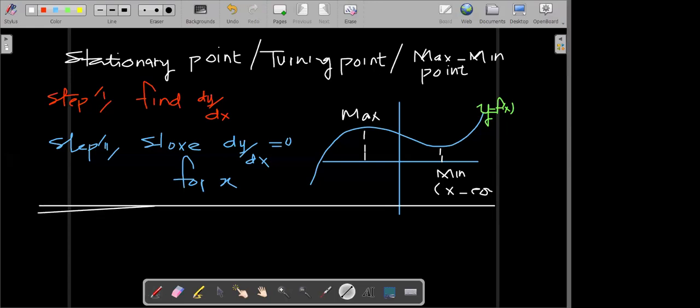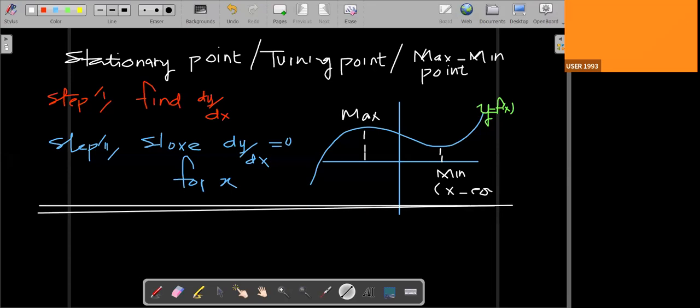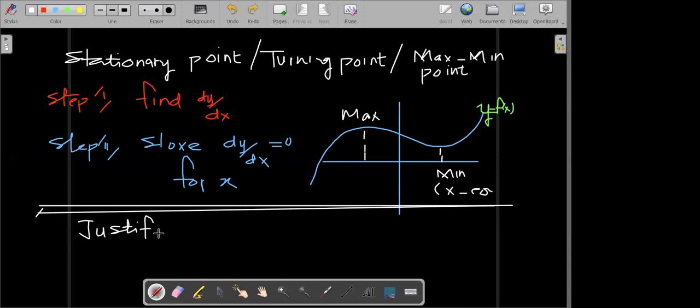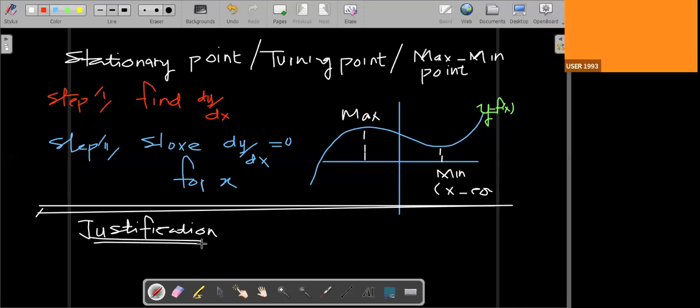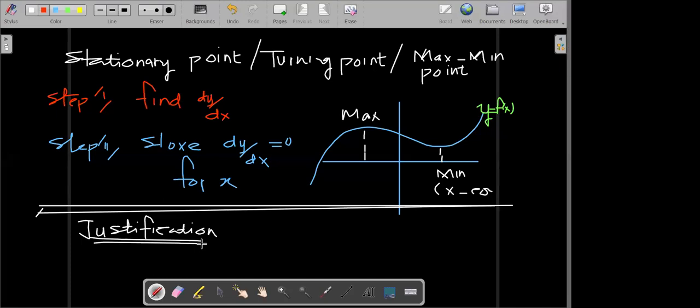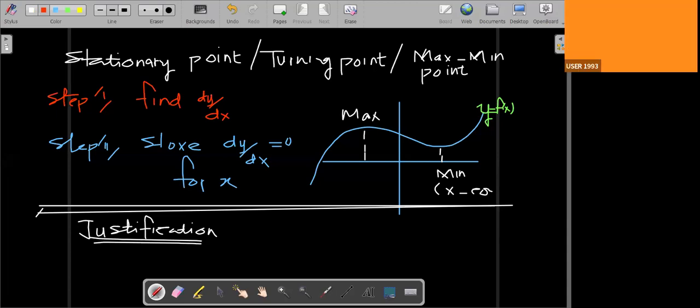So there we have to follow another case, which is another theory part, which is for justifications. Justification means, what is the meaning of that one? We just prove whether it's a maximum or minimum. That's another step. There are 2 more steps. X coordinate.